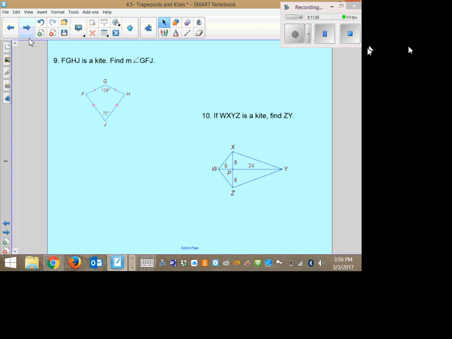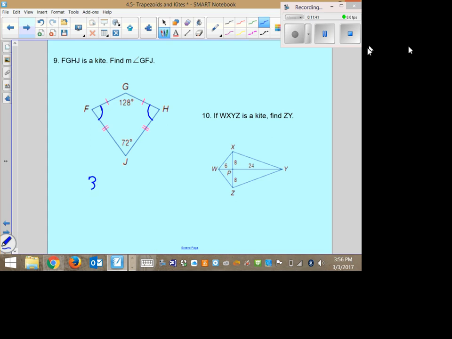So FGHJ is a kite. We want to find the measure of angle GFJ. So we want this measure right here, but we know that these two angles are congruent, so we can take 360 and subtract our 128, subtract our 72, and we're going to get 160. But then we have to divide that by 2, because we know that angle F plus angle H has to be 160, but they have to be the same. So dividing that by 2, we get that it is 80 degrees.